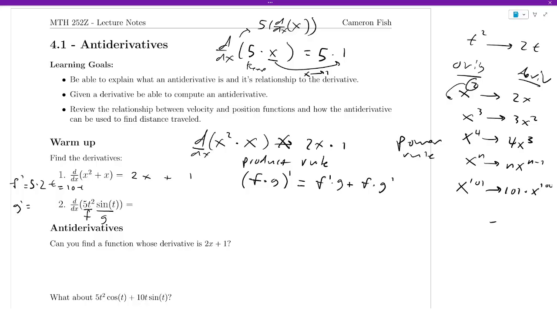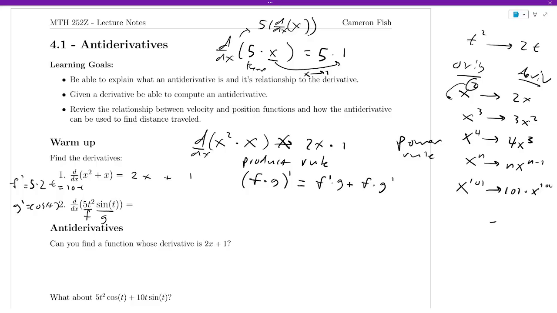Remember, backing up, we're trying to do the derivative of this product, f times g. So I need f prime times g, plus f times g prime. So I need my f prime and g prime. Here's f prime. And for g prime, g is sine of t. We learned other rules about taking the derivative of trig functions. So sine becomes cosine of t.